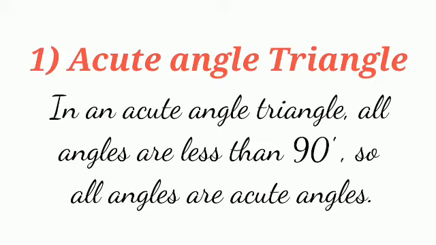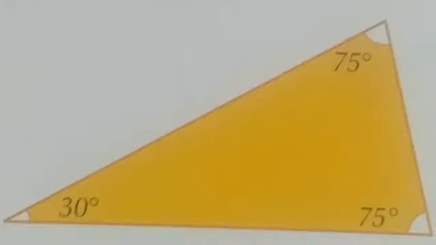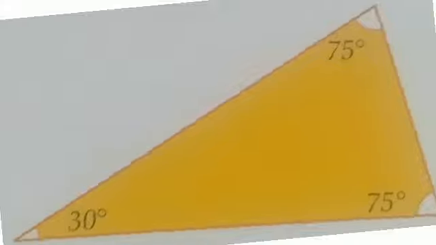Look at this figure. In this figure, we can say that all the angles are less than 90 degrees. Two angles are 75 degrees, and another angle is 30 degrees. That's why we can say that this type of triangle is our acute angle triangle.